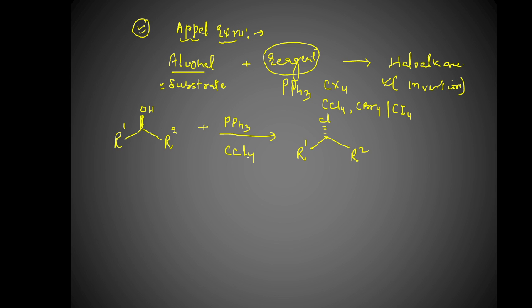If I use CBr4 over here, then we have Br over here, and with CI4 we have iodine over here. The OH lies above the plane, and the chlorine which attacks and substitutes attacks from below the plane, meaning complete inversion takes place. This is the inverted product that is formed in this case.